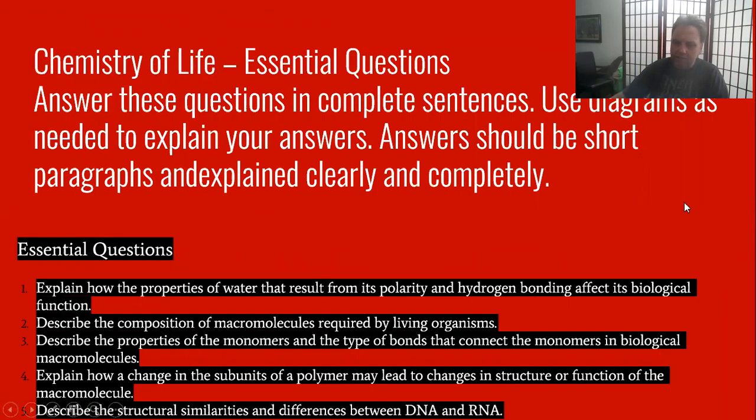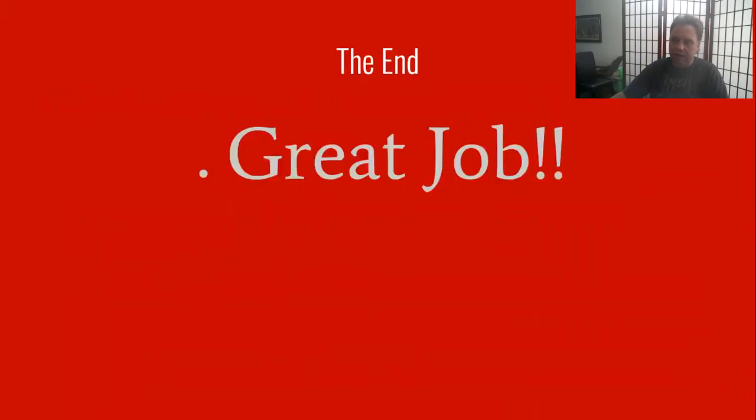And then lastly, I have essential questions. So if you really think you have got it, and if you need to raise your grade in the class, then here are 5 questions that you can answer in short paragraphs, but completely answered clearly and explained well. Use diagrams if you need. Answer these on a separate paper. There's only 5 questions, but they're complex questions. So answer them, and then that's it. You'll be an expert on the chemistry of life.